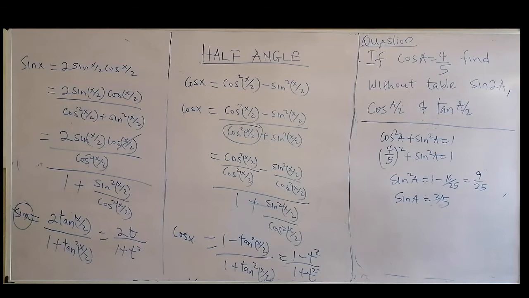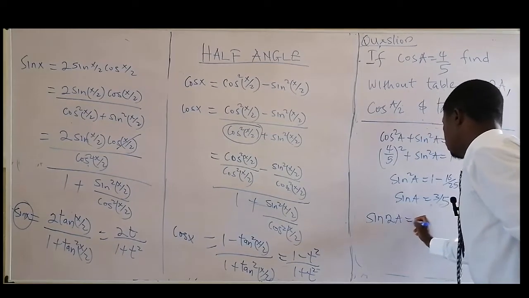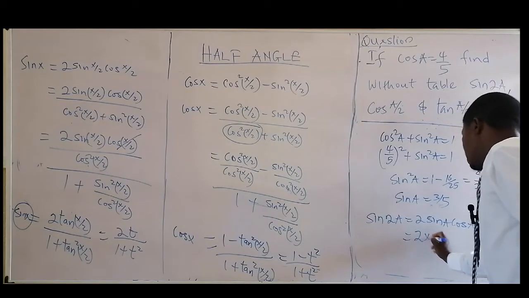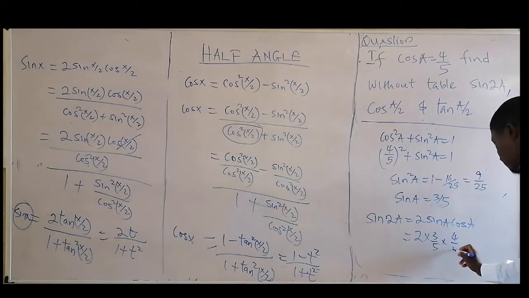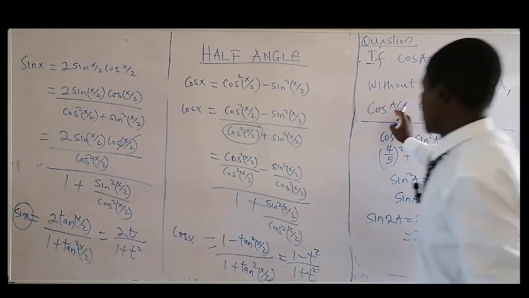So the first one, we can get the sine A now. We can get sine 2A now, which is what? 2 sine A cos A. And that will be 2 times, my sine A is what? 3 over 5. My cos A is what? 4 over 5. And that's equal to 2 times 3, 6, 24 over 25. That's the sine 2A. Then the next thing we want to do now is to go back to the half angle and apply that.